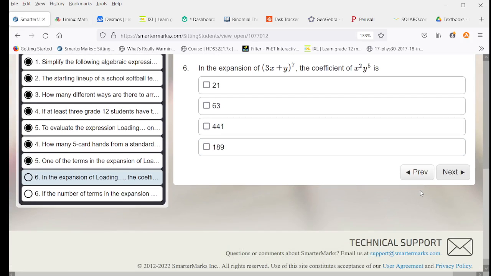So in this expansion, the coefficient of x squared y to the 5th is, so of our 8 terms, we are looking for term number 6. So that's where k is 5. So we have a 7C5 times, in this case we're going to have our 3 squared, so times 9, and that works out to 189.